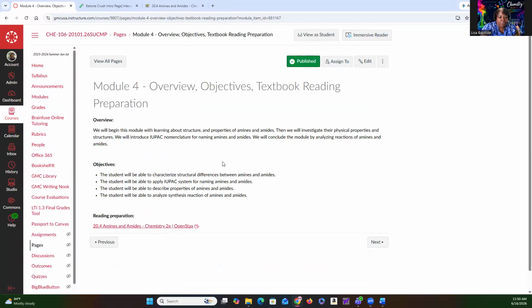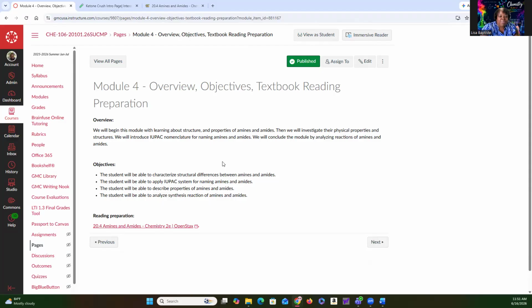So the overview, we will begin this module with learning about structure and properties of amines and amides. Then we will investigate their physical properties and structures. We will introduce IUPAC nomenclature for naming amines and amides, and we will conclude the module by analyzing reactions of amines and amides.